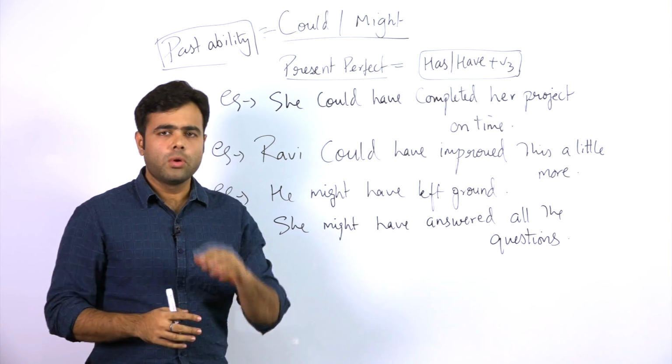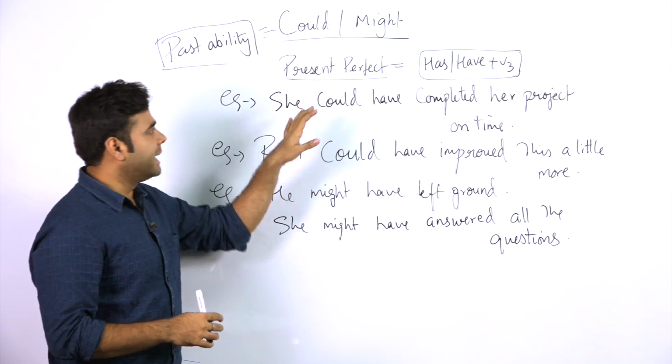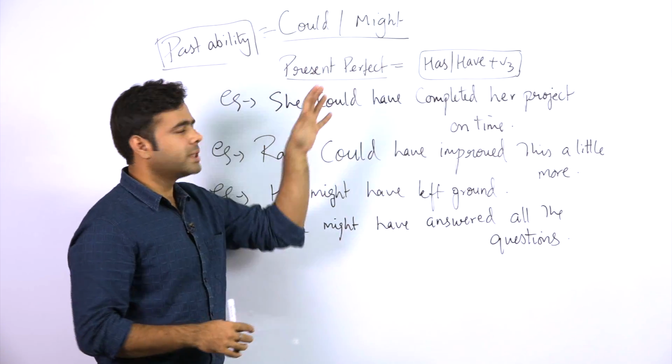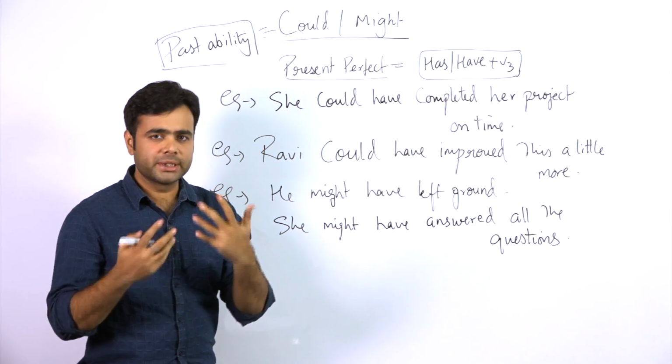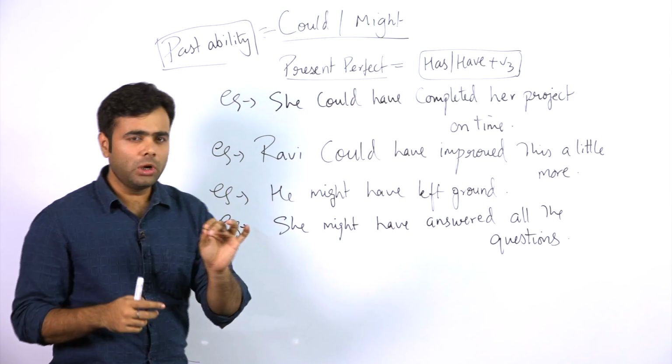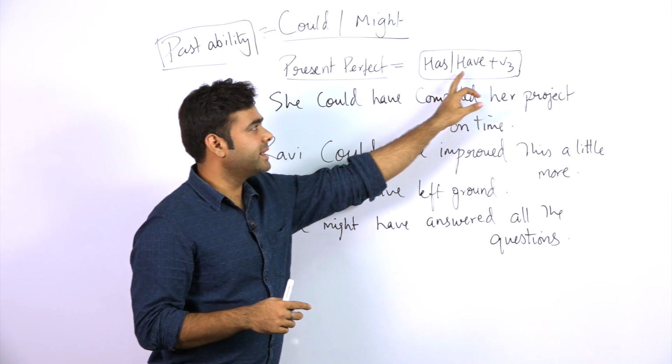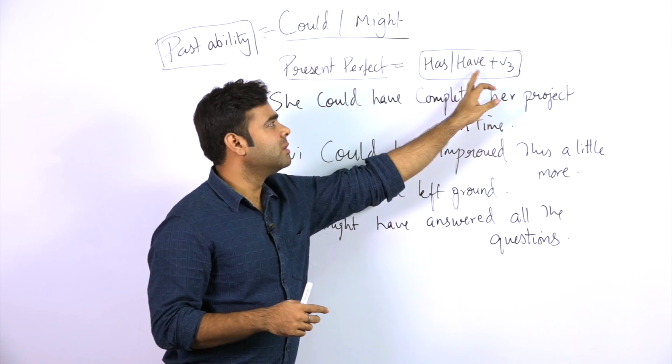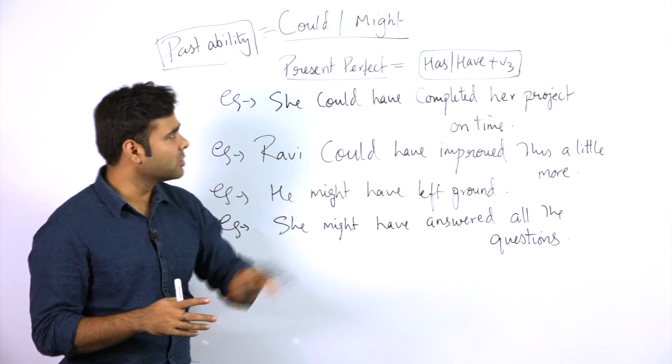Let's check it out. Okay students, as I have told you, how we can use these two words, could and might, with the present perfect. You should be confirmed about the present perfect. First of all, students, I must tell you that it is either has or have plus the third form of verb. This is the condition of present perfect.